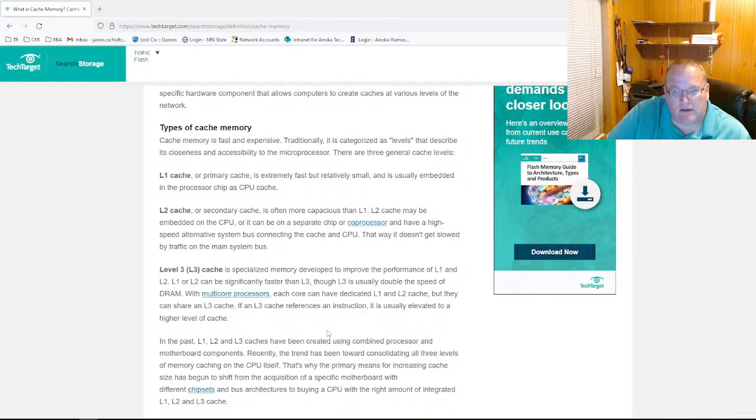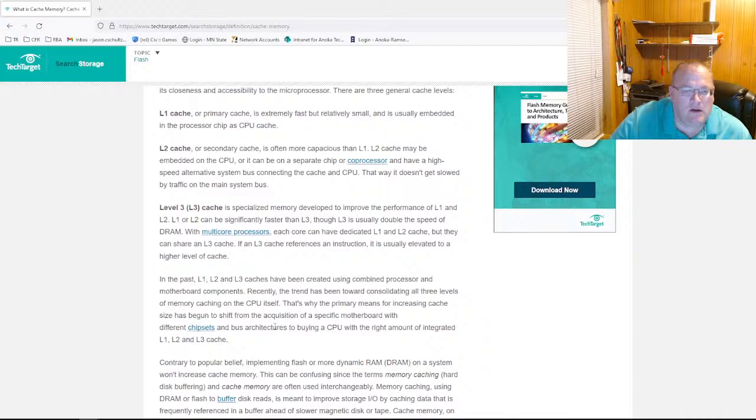Each one of the cores will have its own L1 and L2. A lot of times, not always, you'll see two ALUs inside of a CPU. That's why it may only have 8 cores but you can get 16 threads. We'll talk about what that means in the future. But that's a great article. I like that article.